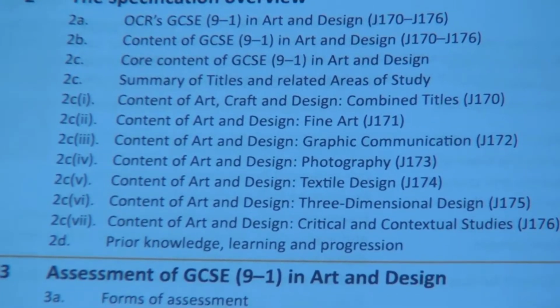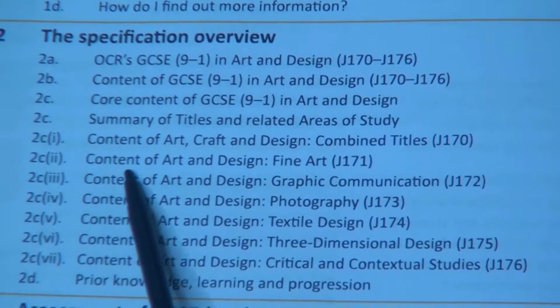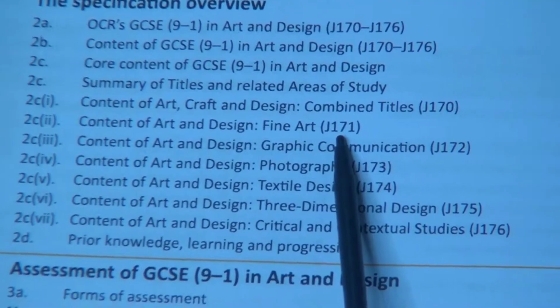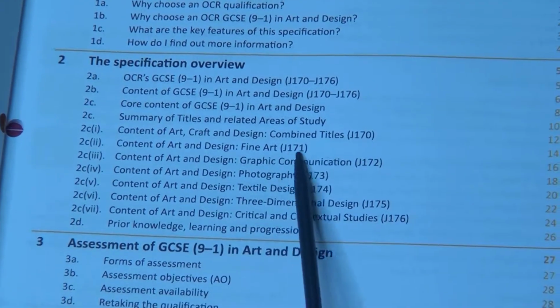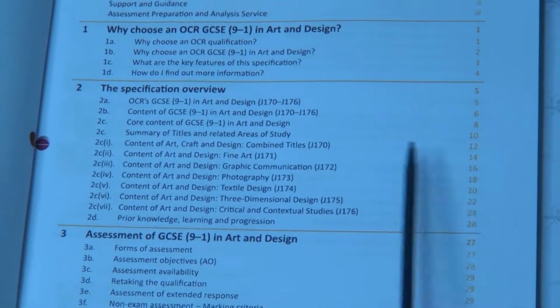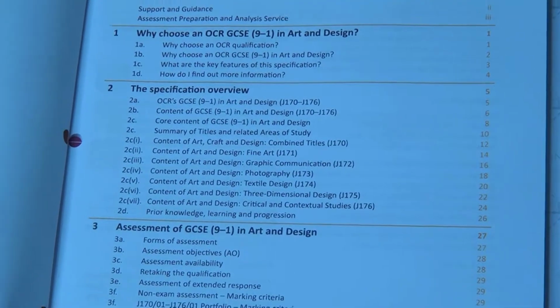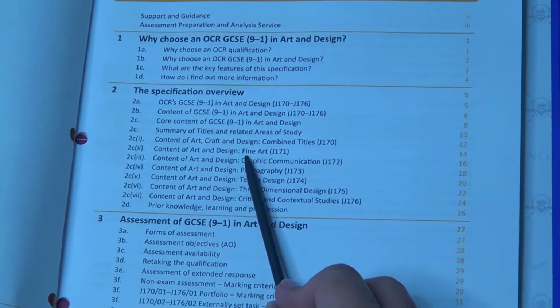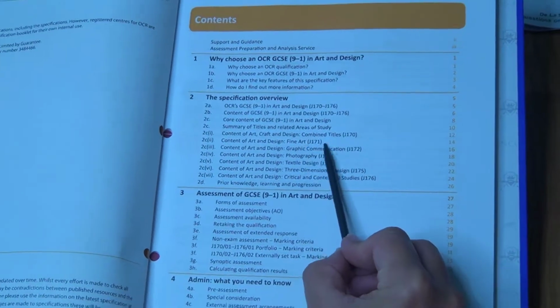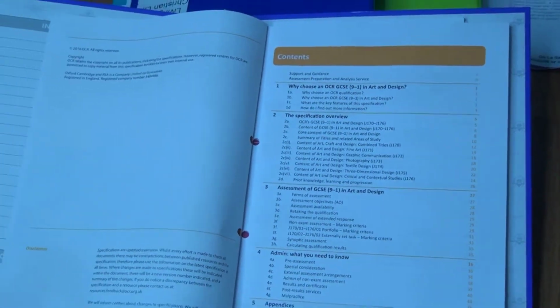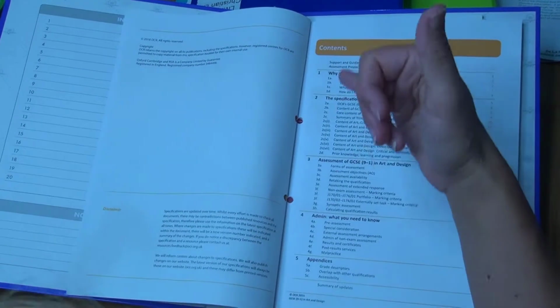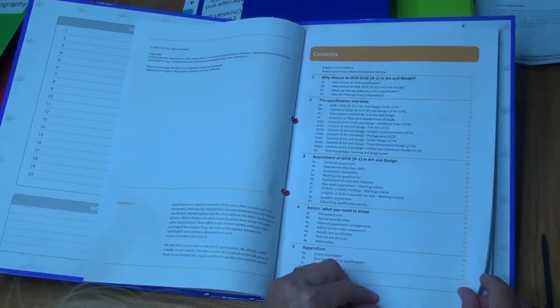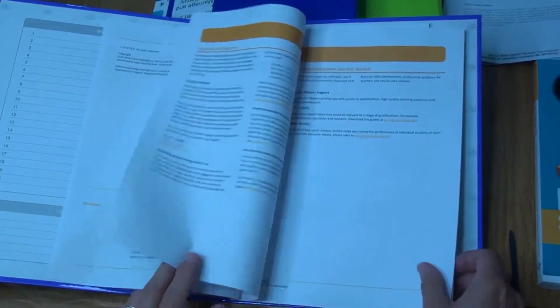So what would be a good idea is highlighting the pages that are relevant. So here we go. I know I'm going to need to turn to page 14 to check out his specification guidelines for fine art for this particular exam. So that's the first thing I suggest you do. Just go through and highlight the pages that are relevant to you.